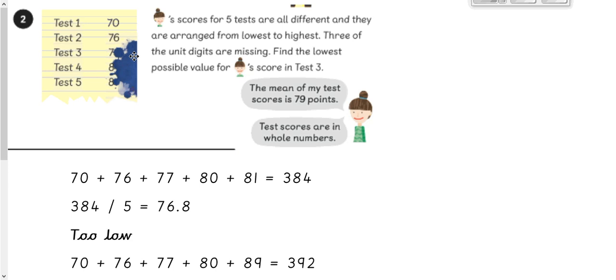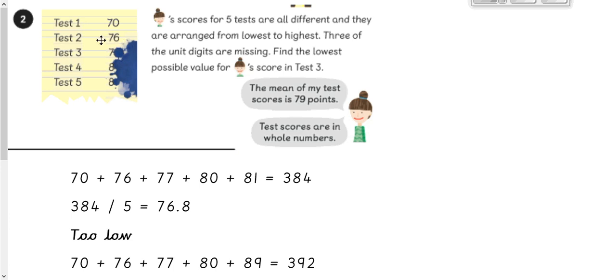So all we're going to do, we already know we've got 70 and 76. We're going to pick values that will fit these 3 numbers, add them together, and then to find the mean, we divide through by 5, and hopefully the mean will be 79, and that means we've got it. So we want to find the lowest possible value for her score in test 3.